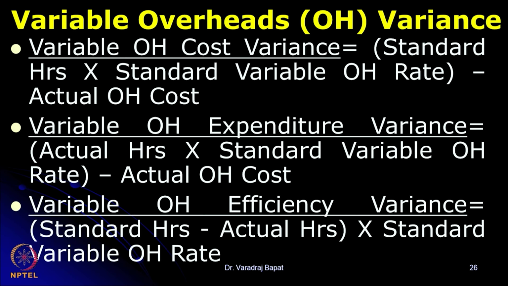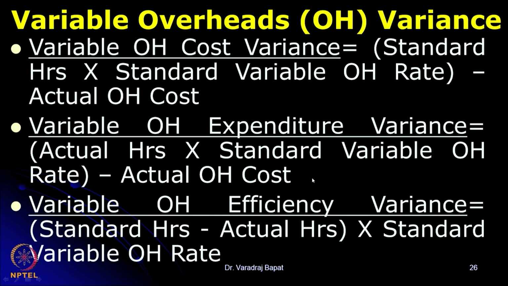Now variable overhead variances are pretty similar to the material or labor variances which we have studied. So variable overhead cost variance is standard hours into standard variable overhead rate minus actual cost. It is always a comparison of standard and actual cost. The next is variable overhead expenditure variance. This is the amount which has been spent. So actual hours into standard variable overhead rate minus actual overhead rate.